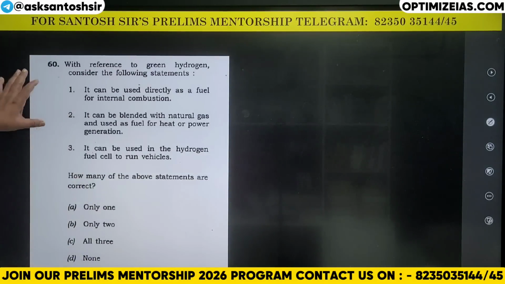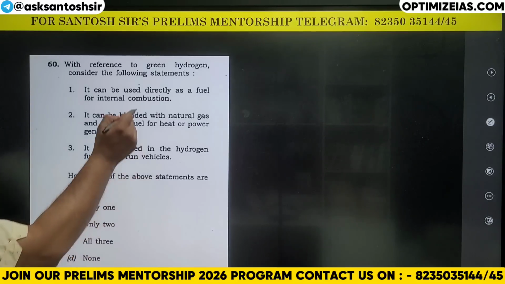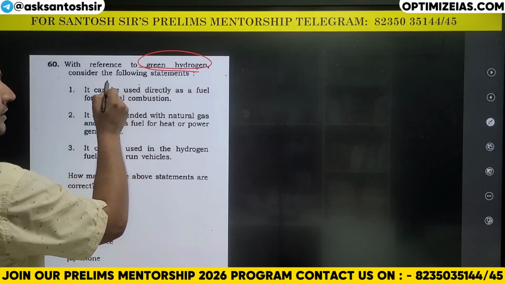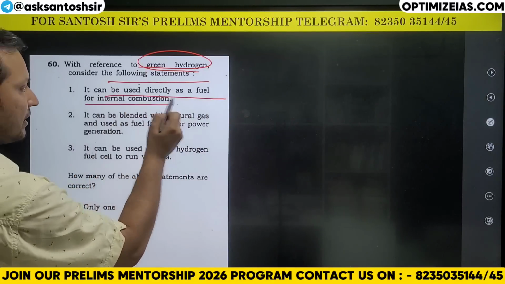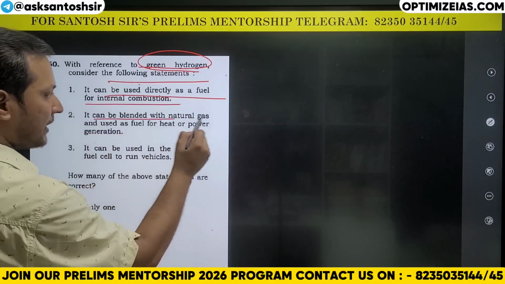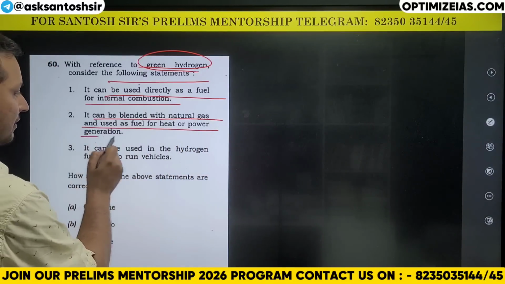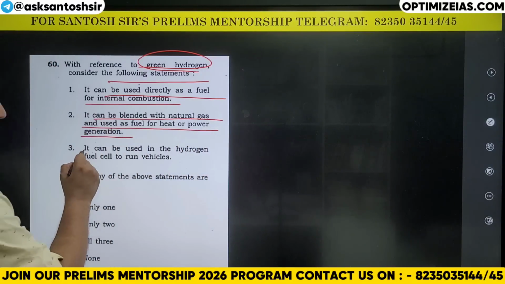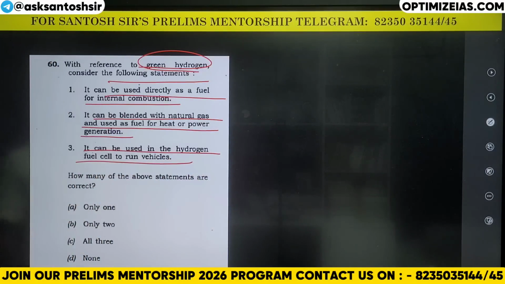Let us see this question, guys. Again, only 1, only 2, only 3, only 4. With reference to green hydrogen, consider the following statements. It can be directly used as fuel in internal combustion. It can be blended with natural gas and used as fuel for heat and power generation. It can be used in the vehicle's fuel cells to run vehicles.